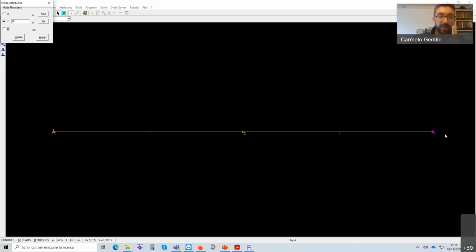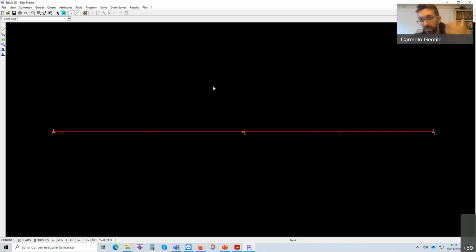So when we think about the restraint in the node 3, we have to prevent just the vertical displacement, and we set it equal to 0. Apply, and as expected, a vertical purple line appears on node 3. Okay, this is also a way to check, because sometimes you will mess up somehow, and that's physiological.